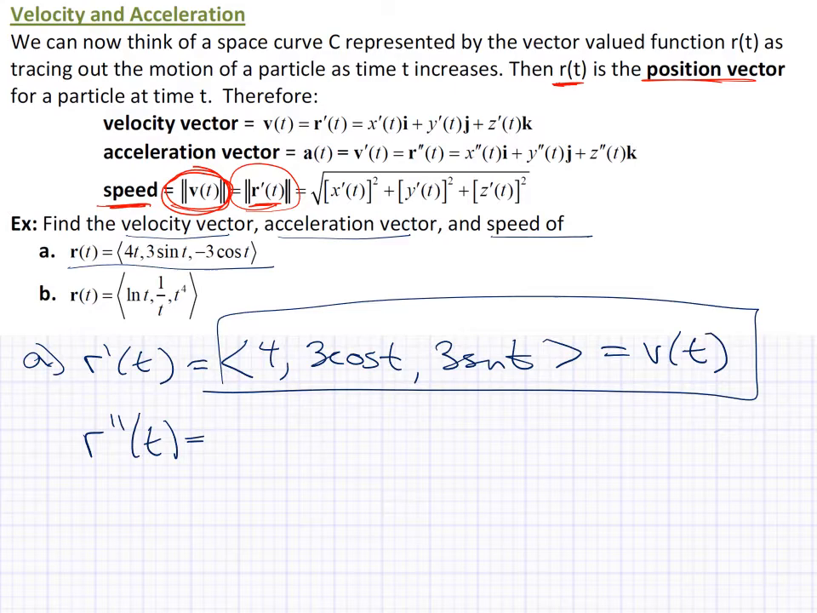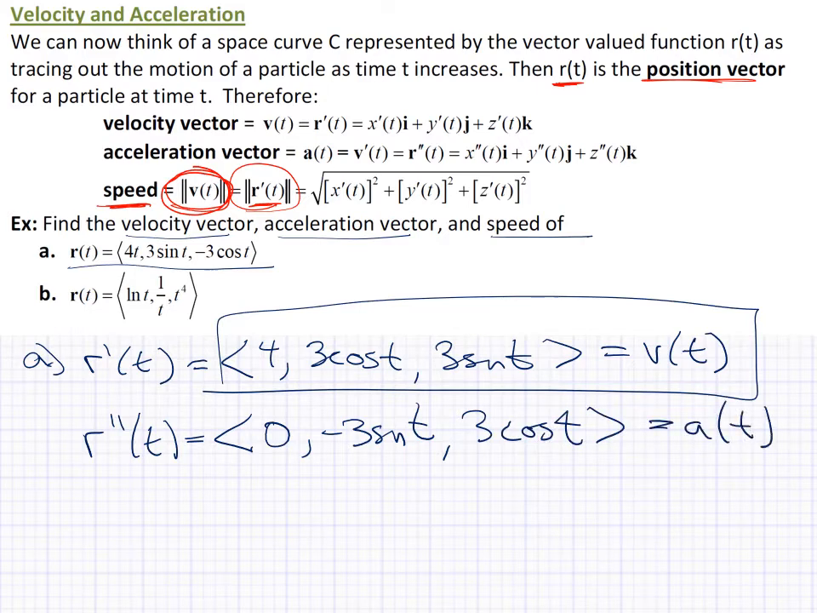And then for part 2, what we're going to do is the second derivative. So let's do that again. So we get 0, we would get negative 3 sine t, and we would get 3 cosine t. And that's our acceleration vector, okay? Velocity vector, acceleration vector. Again, easy to do. Derivatives of vector valued functions is simple. But again, this is a series of vectors.